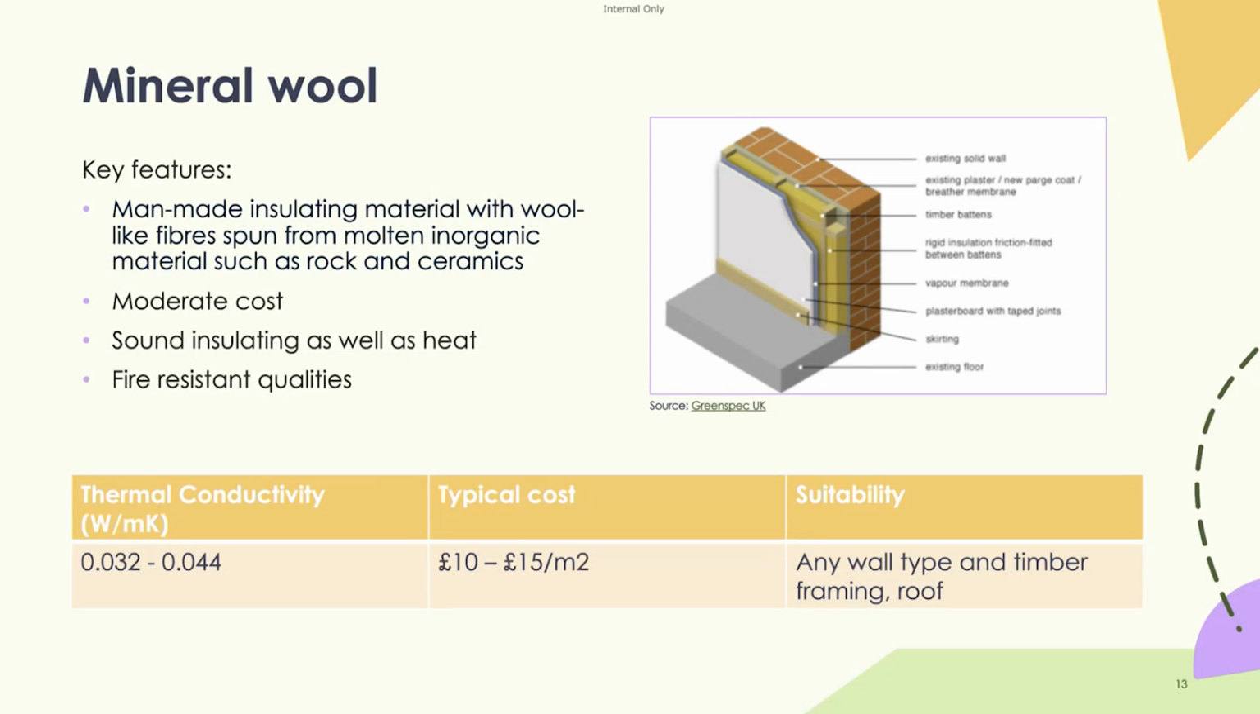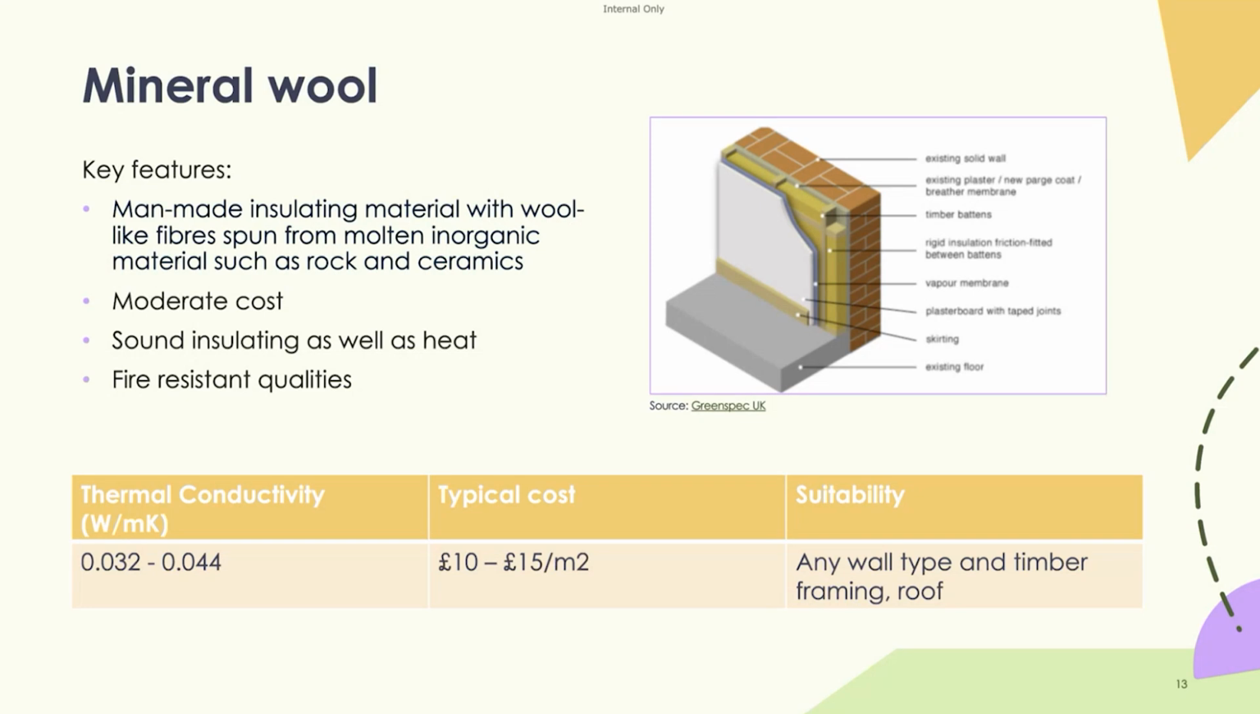So you've got a solid wall, and then you'll have an existing plaster, or perhaps there's been a polish coat installed to even out the wall. And then typically you'll see a timber frame that's then fixed to the wall, and then mineral wool. It's a semi-rigid mineral wool that'd be cut into shape to fit between those battens. And then you'll finish that wall construction with plasterboard.